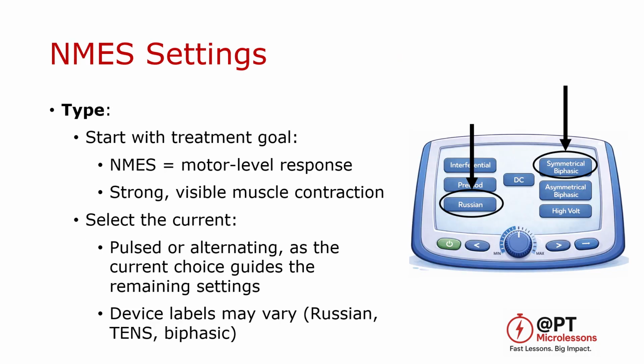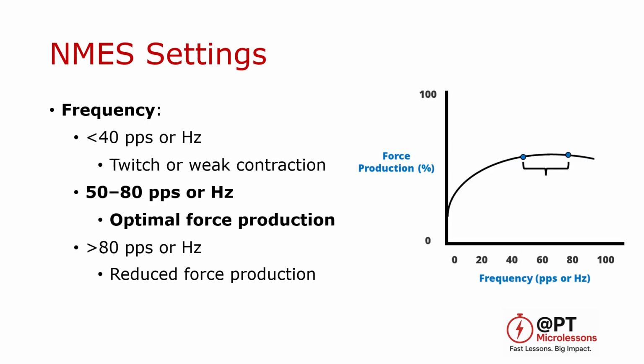Let's apply this as we would in the clinic. In practice, we start with the treatment goal, or type. In this case, we want NMES, with the goal being a motor level response, meaning a strong visible muscle contraction. Next, we select the current, either pulsed or alternating, as the current choice guides the remaining settings. Keep in mind your device may use different terms for pulsed or alternating current, such as Russian, TENS, or symmetrical biphasic.